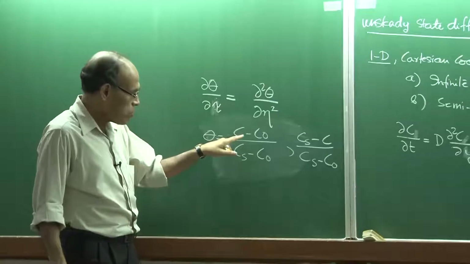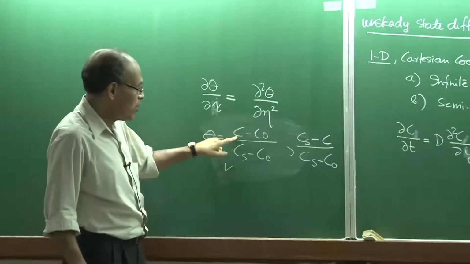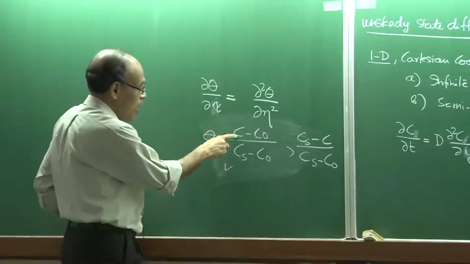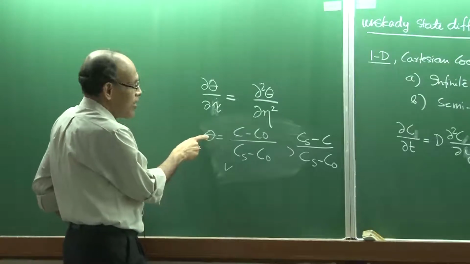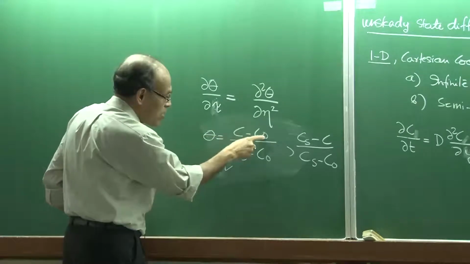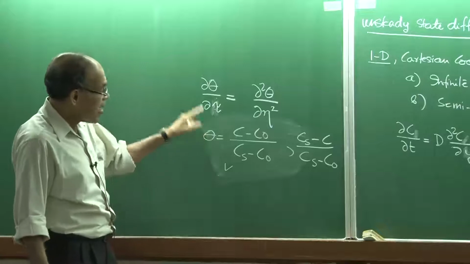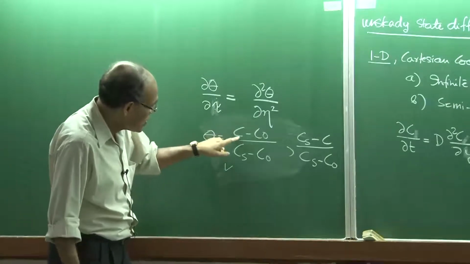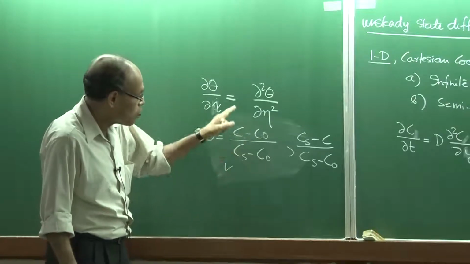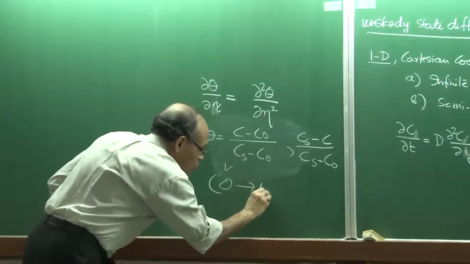If this is the way we define, in that case what happens? Initial dimensionless concentration becomes equal to 0. What is the value of theta at time t is equal to 0? At time t is equal to 0 theta will be C0 minus C0 divided by Cs minus C0, so that is going to be 0. Similarly, theta at the boundary, where C is equal to Cs, is Cs minus C0 divided by Cs minus C0, so it is going to be equal to 1. So, from initial to boundary, this will go from 0 to 1.